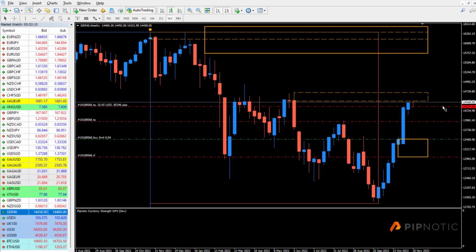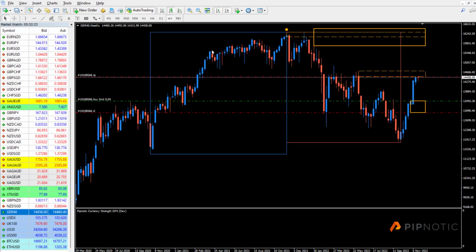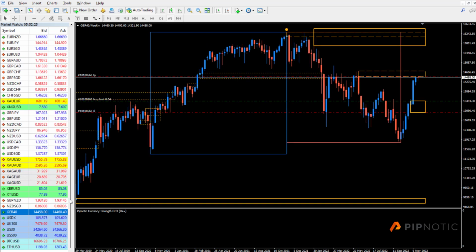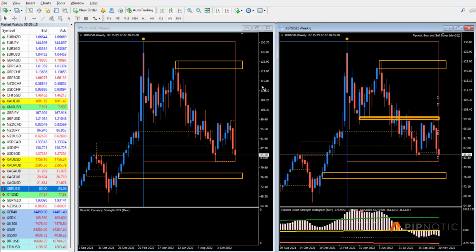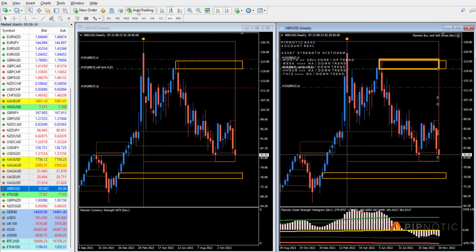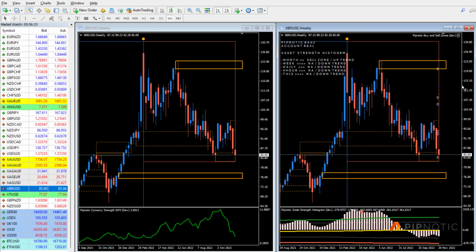So I'm just going to leave that on there. That's essentially what I'm doing. It's pretty easy peasy lemon squeezy. If we have a look here, we can see this one up here, which is really far away from price, so I wouldn't take that one. But this one down here looks a little bit more interesting.